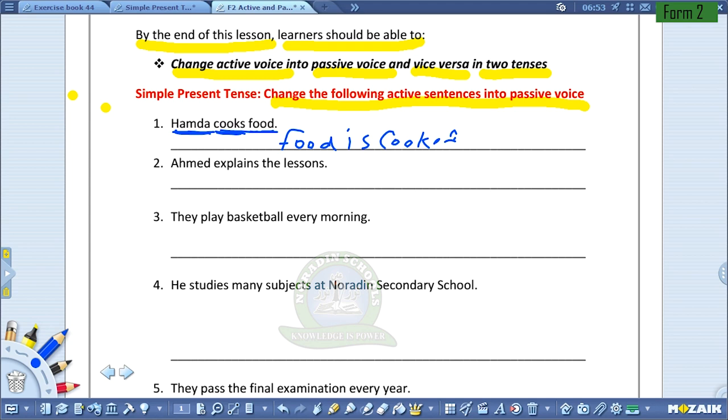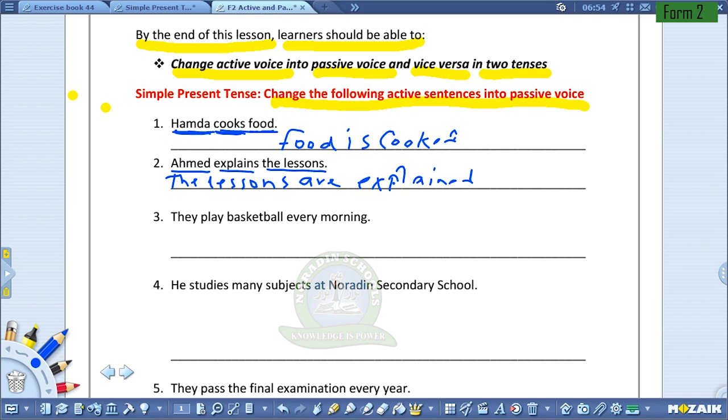Number two, Ahmed explains the lessons. Here our subject is Ahmed, this is our verb, and this is the object, the lessons. We are starting with this. The lessons. Here it's plural, so we are using are. If the subject is singular, we use is, but if the subject is plural, we use are. The lessons are explained.